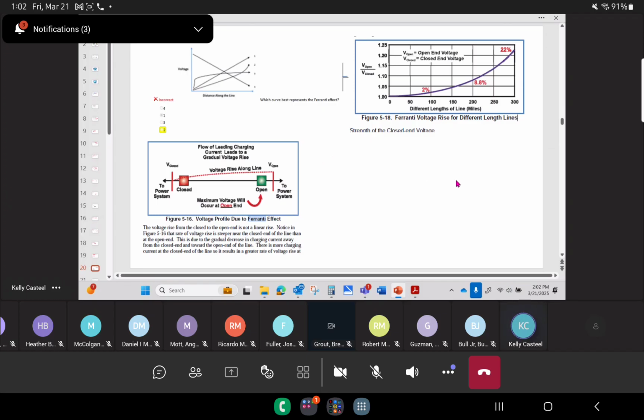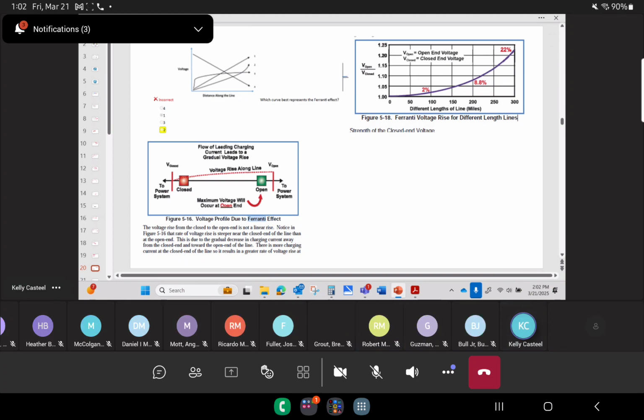Questions or comments on that? Hey, Kelly, can you work through that curve 3 compared to figure 518 again? Where it rises really quick at the front end and then kind of tapers off. Yeah, figure 518 shows an exponential increase as length increases. It looks like the inverse.